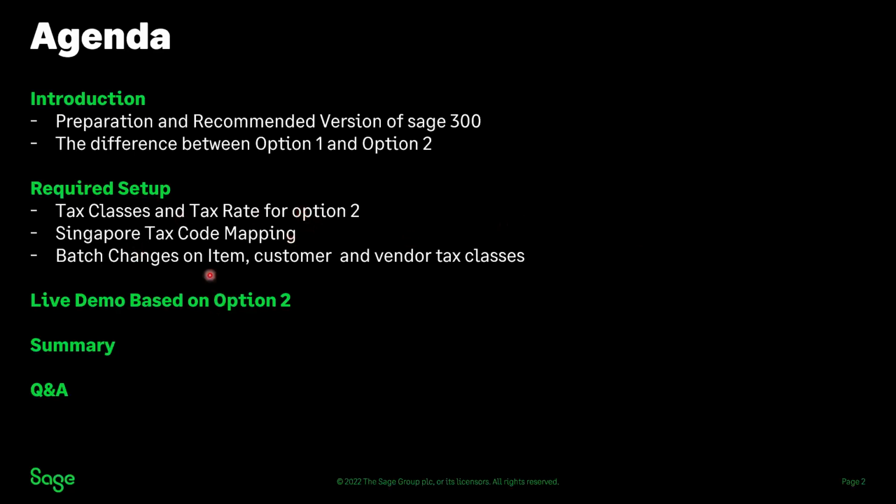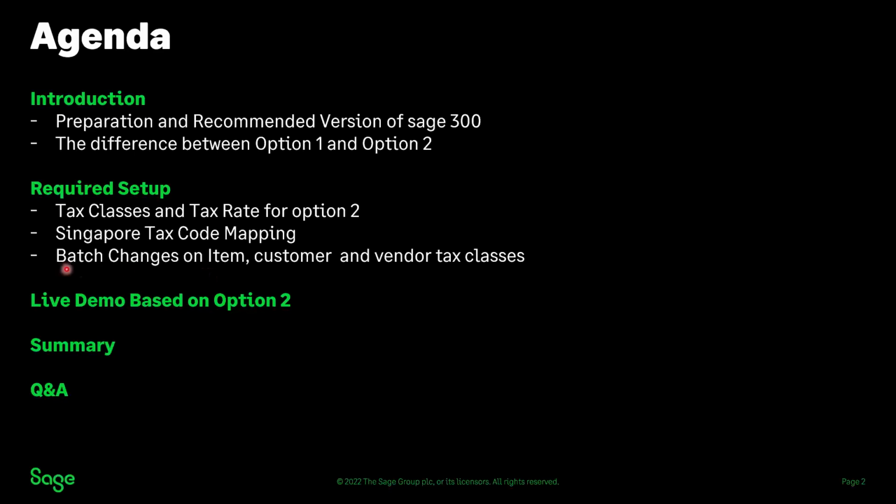Then in the next slide, we will demonstrate how you can do batch changes on your existing item tax class, customer tax class, or even vendor tax classes. In SAGE 300, if you want to make changes to your existing item tax class, customer tax class, or vendor tax class, you have to do it manually one by one. By going to the screen one by one, it will require a lot of effort from your side.